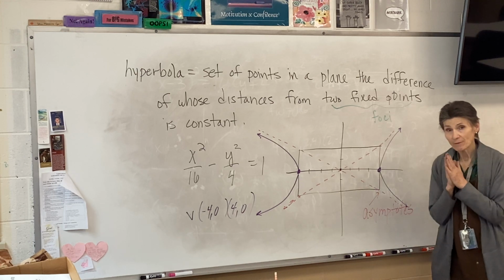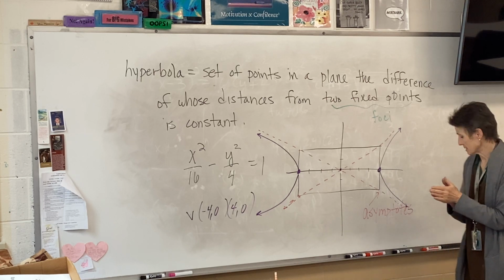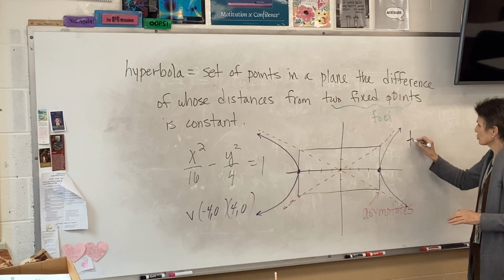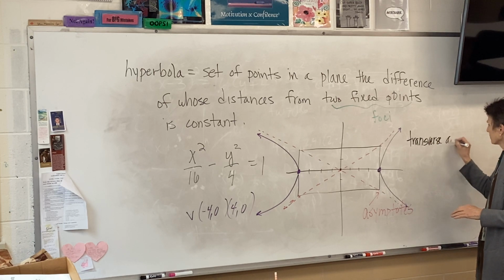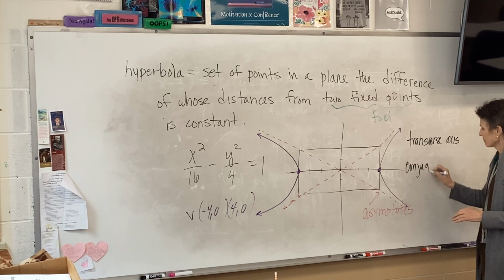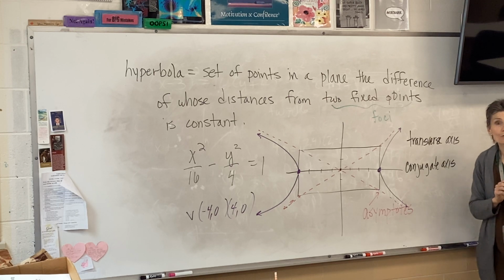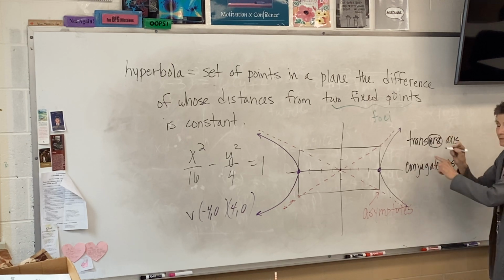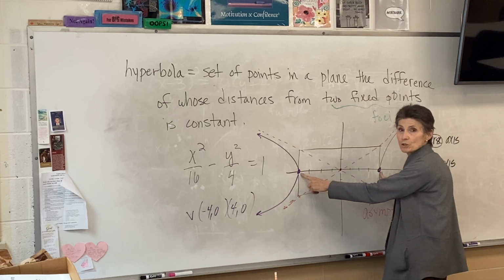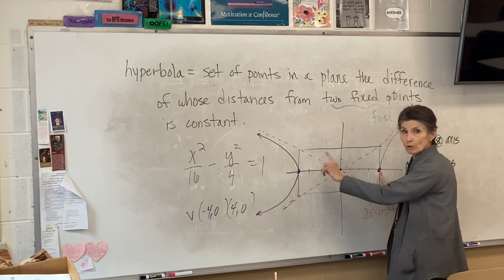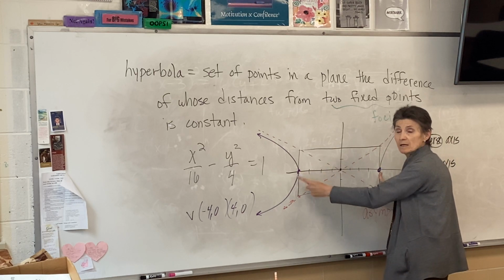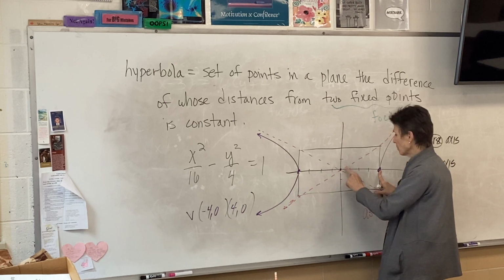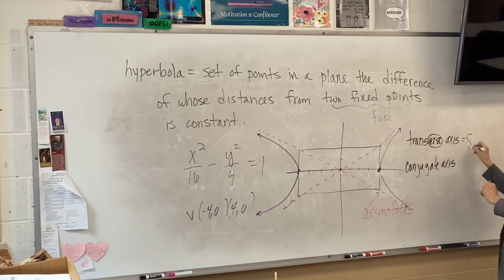Now, remember how the ellipse had a major axis and a minor axis. The hyperbola has 2 axes also, only the axes are called transverse and conjugate. And it has nothing to do with length. The transverse axis is the one that joins the vertices. So it doesn't matter if it's long or short, that's irrelevant. It's vertex to vertex, across the vertices, transverse. So how long is the transverse axis? 8. I went back and forth 4. So the transverse axis is 8.